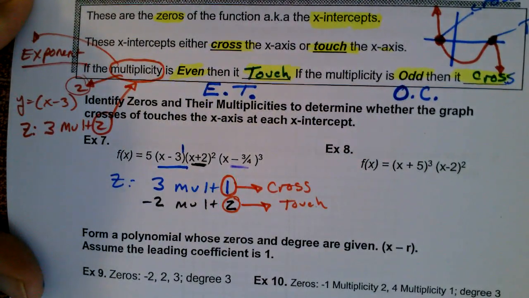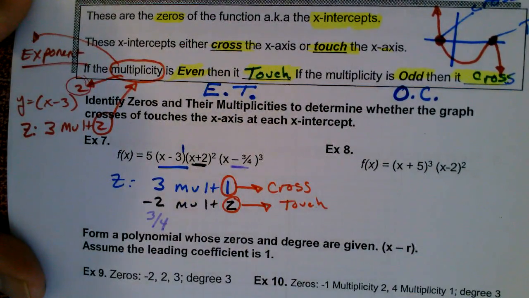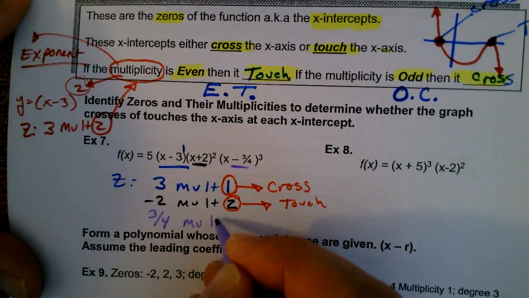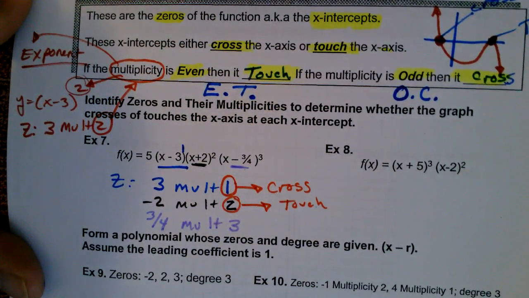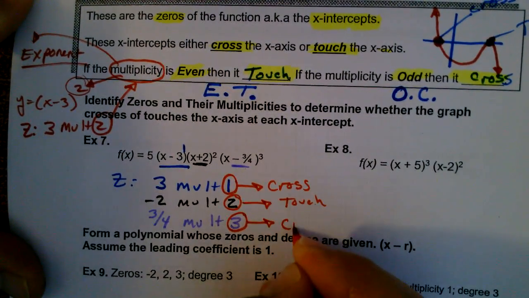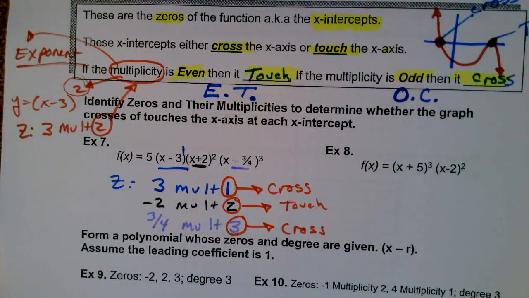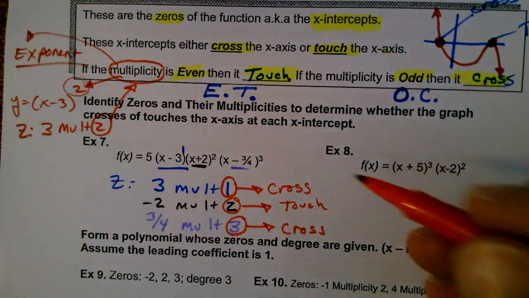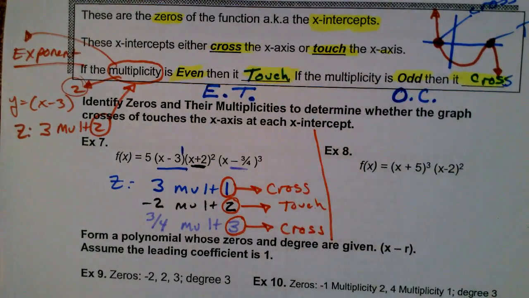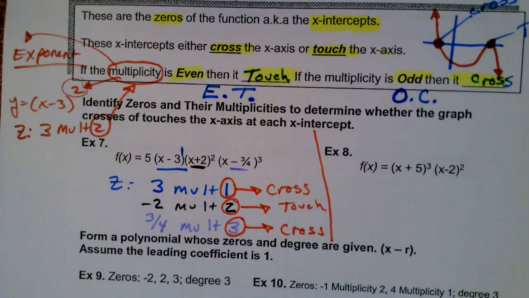Last but not least, I have x minus 3/4. So if I see minus 3/4, then positive 3/4 is my 0. Its multiplicity is the exponent, which is 3, and that 3 is odd. That's a cross. Okay, so hopefully that makes sense. And again, understand where we're going with this. Eventually, we're going to start graphing this, and when we're graphing x-intercepts, we want to know if that's a touch or a cross so that we can graph it accurately. Okay.